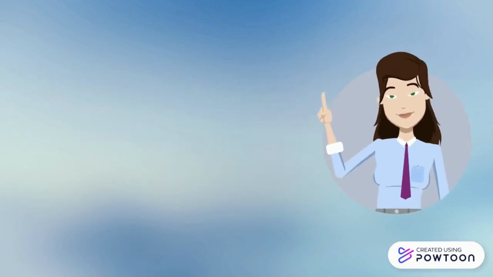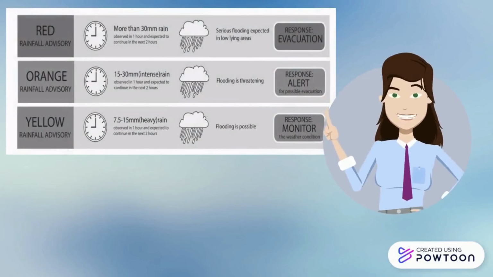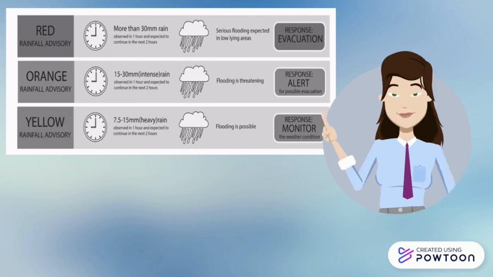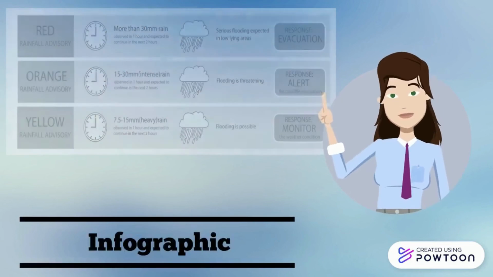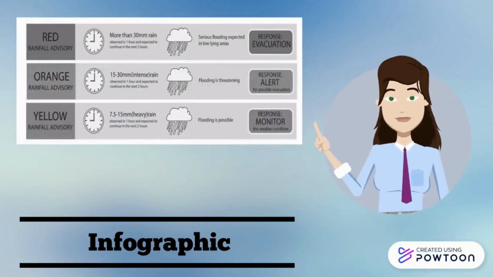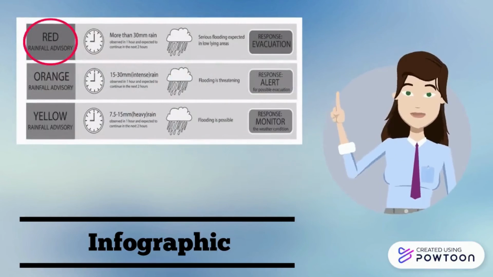Lastly, a more contemporary way of presenting text is shown. What do you think it is? It is an infographic that combines visual images and text presentation of specific information. The infographic material contains a rainfall advisory and people's accurate response.